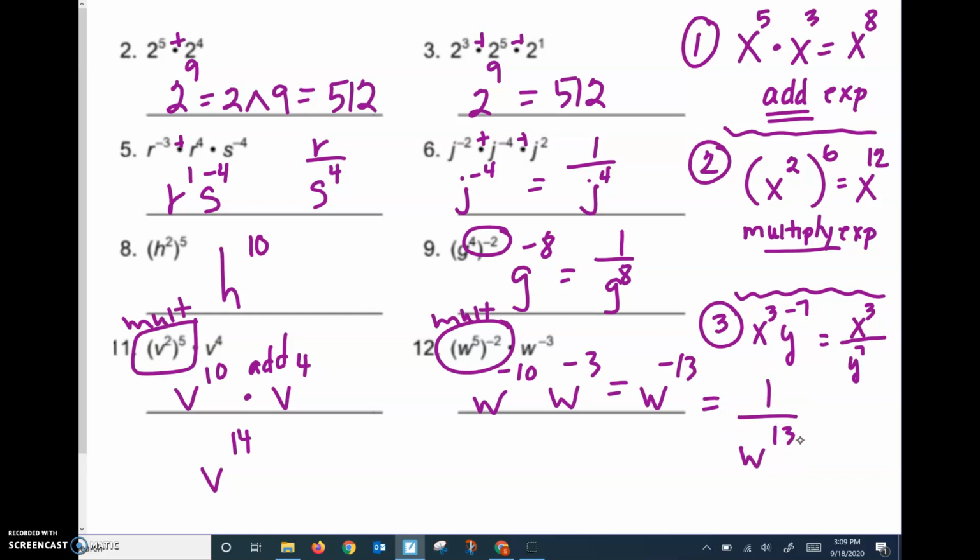So this actually had all three situations in it. So we started off having to multiply exponents, then we added exponents, and then finally we had a negative exponent, so we had to write it as a fraction.